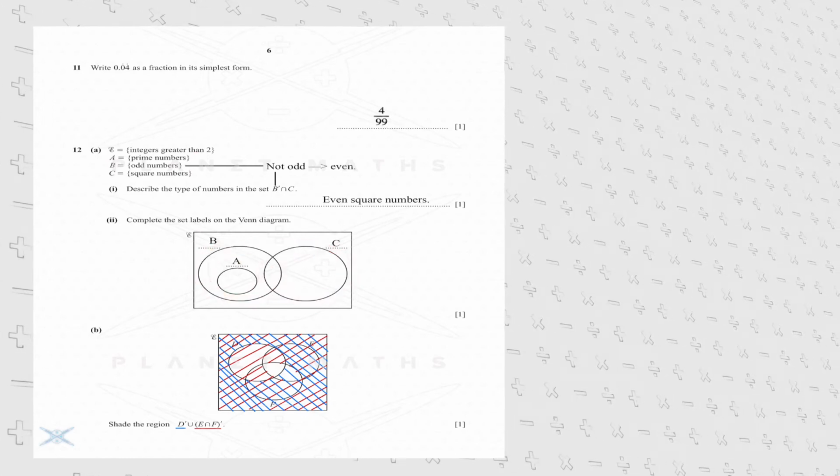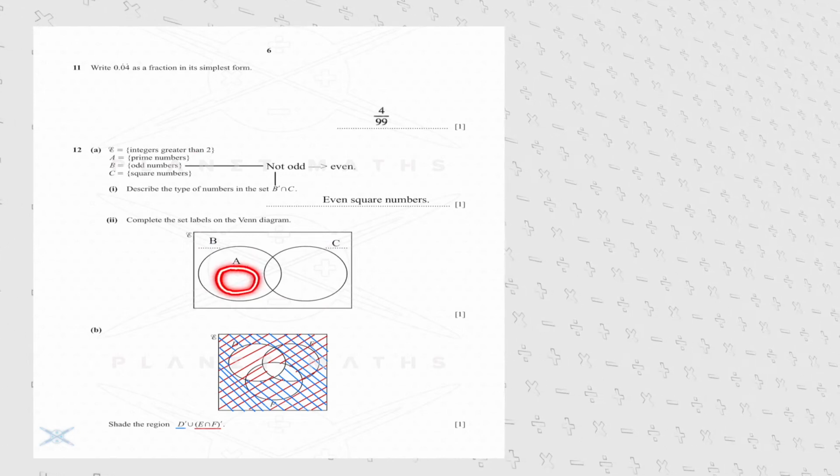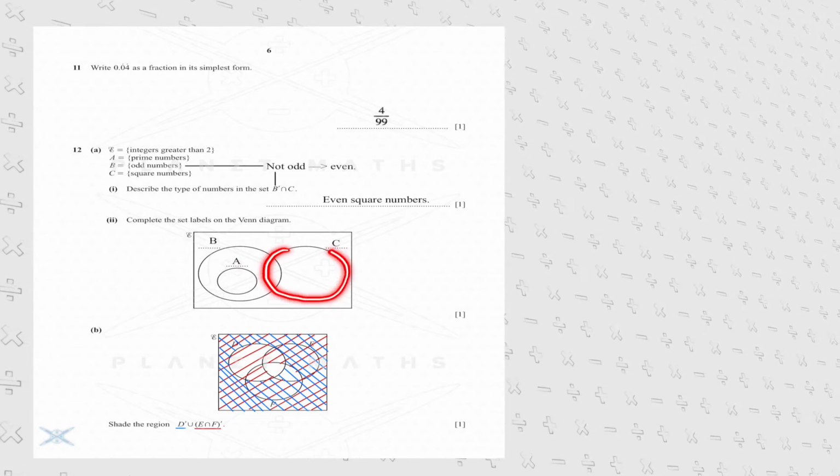Therefore, we can conclude that set A, the prime numbers, are a smaller subset of the odd numbers. And as previously mentioned, square numbers are not prime numbers. Therefore, they must be located here.